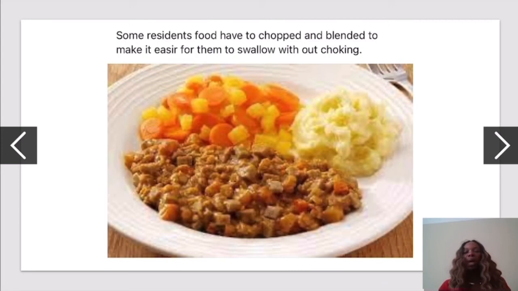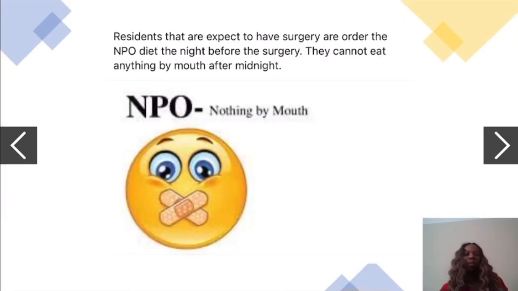Some residents' food has to be chopped and blended to make it easier for them to swallow without choking. And so these are going to be your mechanical soft diets. And even some residents have to have a puree diet. And all of these, when we start chopping and pureeing our food, is to make it easier for the residents.